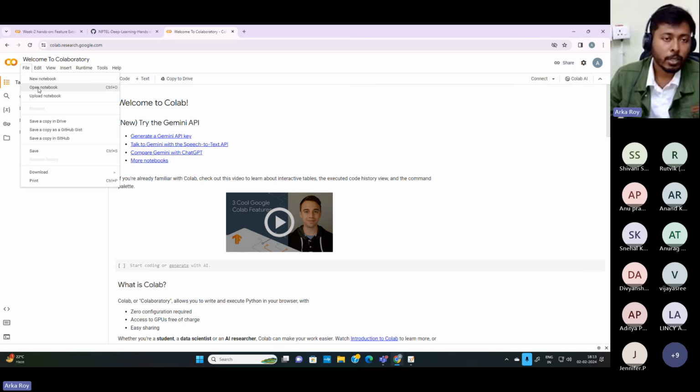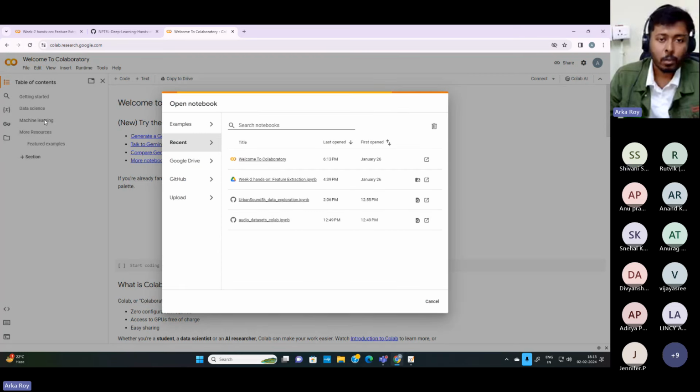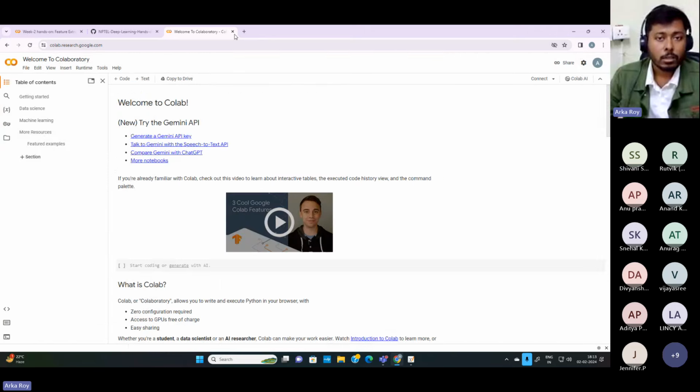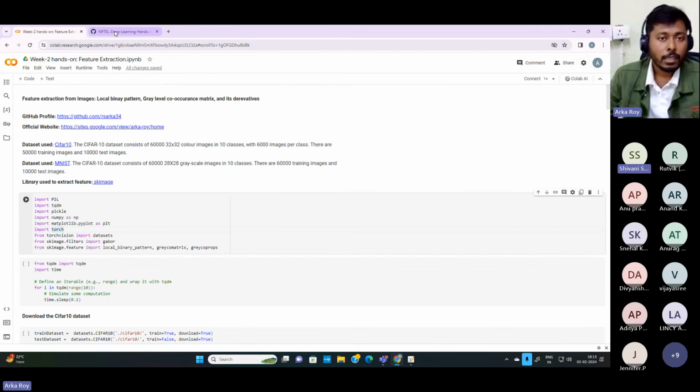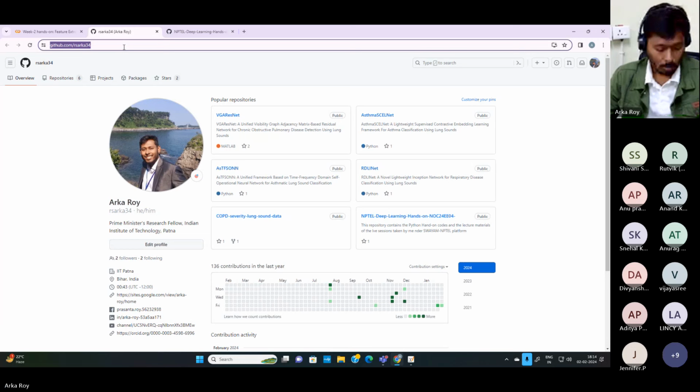As I will be using a pre-configured notebook, let me open this particular notebook, that is the week 2 hands-on session. For the availability of the codes, I have linked my GitHub profile over here. I will share this link as well. Let me share the link in the chat also.